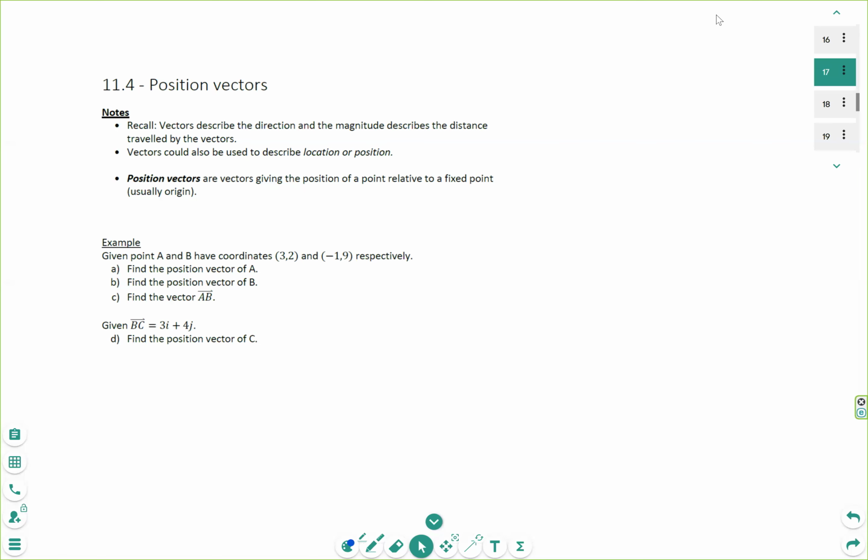Welcome to Pure One, Chapter 11.4, where we continue with vectors. This is going to be a very short video to tell you about what a position vector is. It's a new concept, but a relatively easy concept.